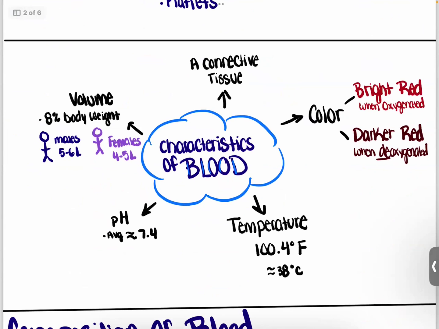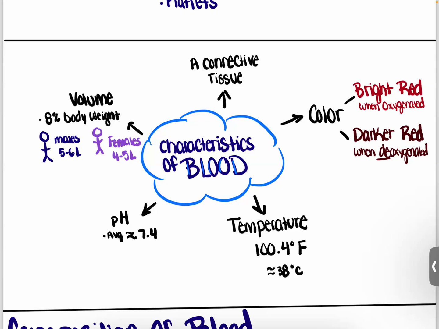Now, moving on to the many characteristics of blood. Blood is one of the many connective tissues within our body, but this is one of those that we talk about in depth. For color of blood, we can think of it in two different ways. It can be bright red when it is oxygenated, or when it's deoxygenated, it is that darker red color that we often see with cuts and those sorts of things.